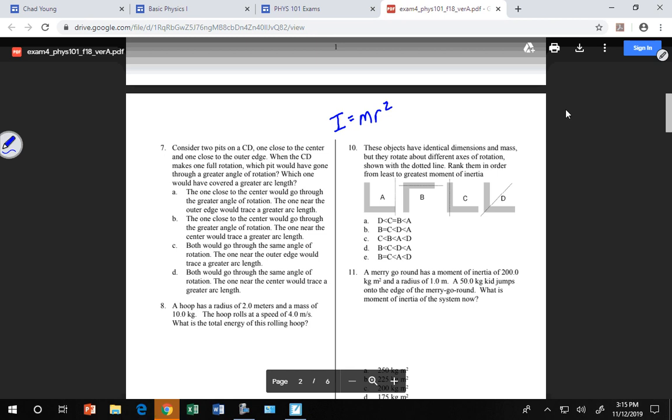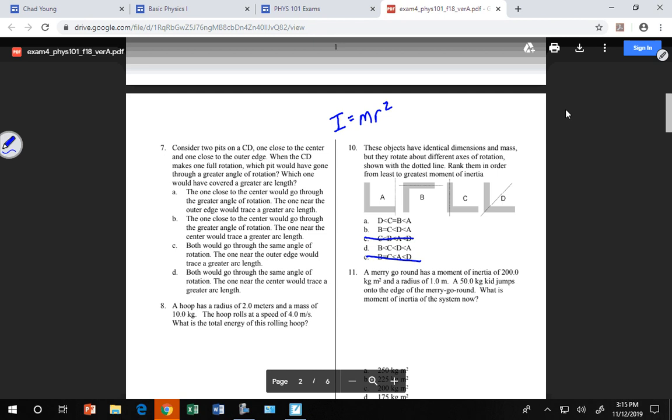Which of these do you think would be the biggest? A, because it has a lot of mass at a far distance from the axis of rotation. You got all this mass out here, and then you have this. So A is going to be the biggest. That gets rid of C and E. C goes away. E goes away. And then I want to look at the smallest. What do you think is the smallest?